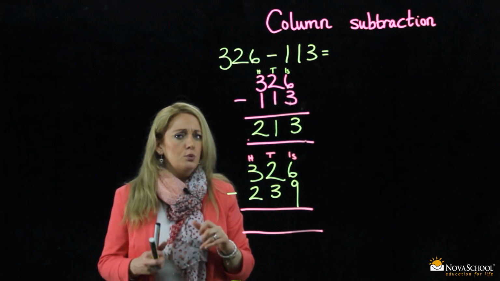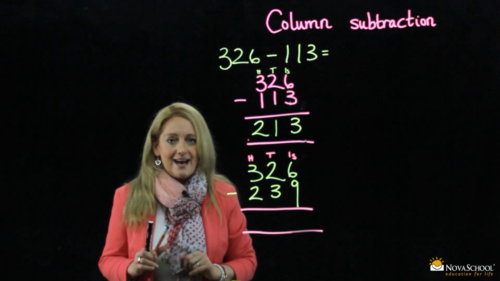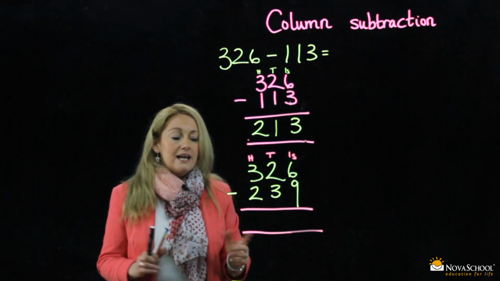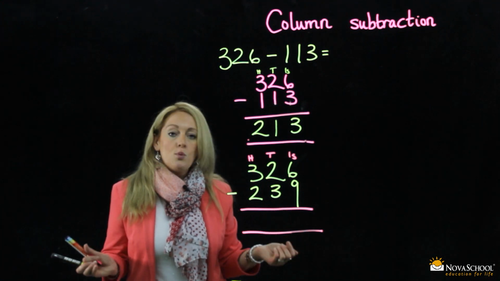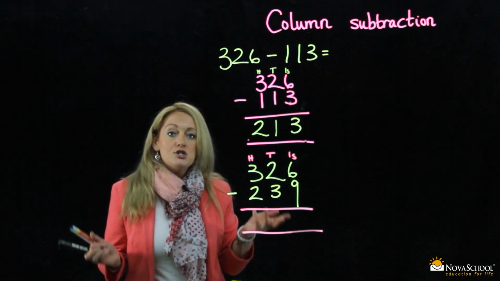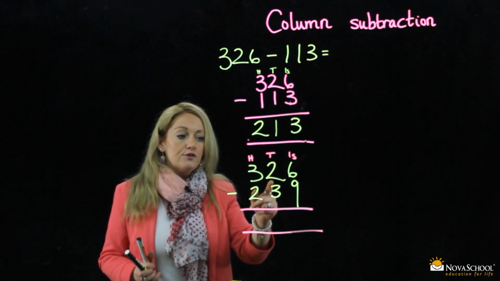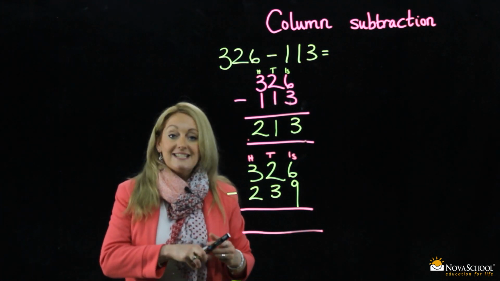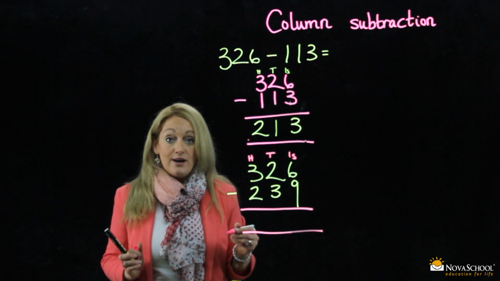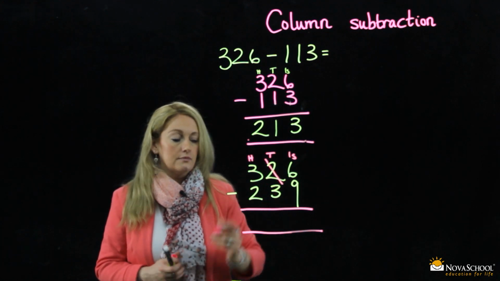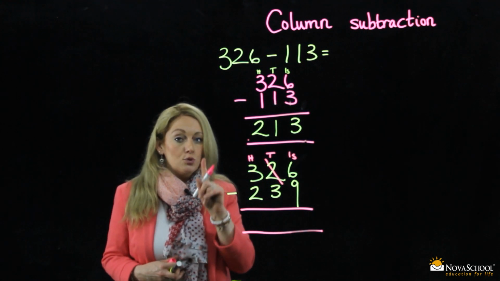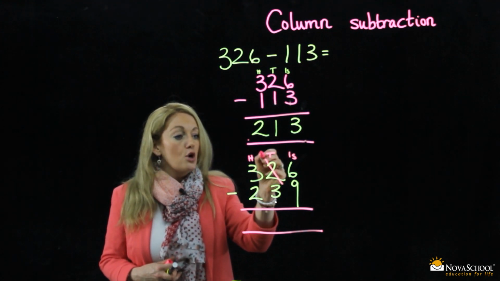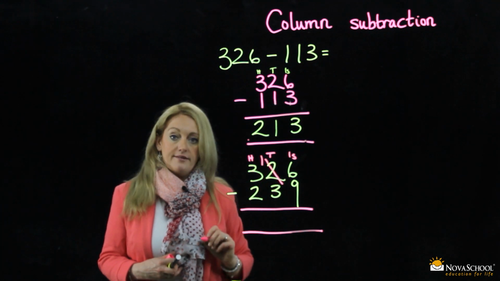Can you do 6 subtract 9? No. If I only have 6, I can't take away 9. So what do we do? We need to steal. So we move across to the tens column and we cross it out. Watch. It's not 2 tens anymore. We're going to change it to 1 because we are going to steal 1.